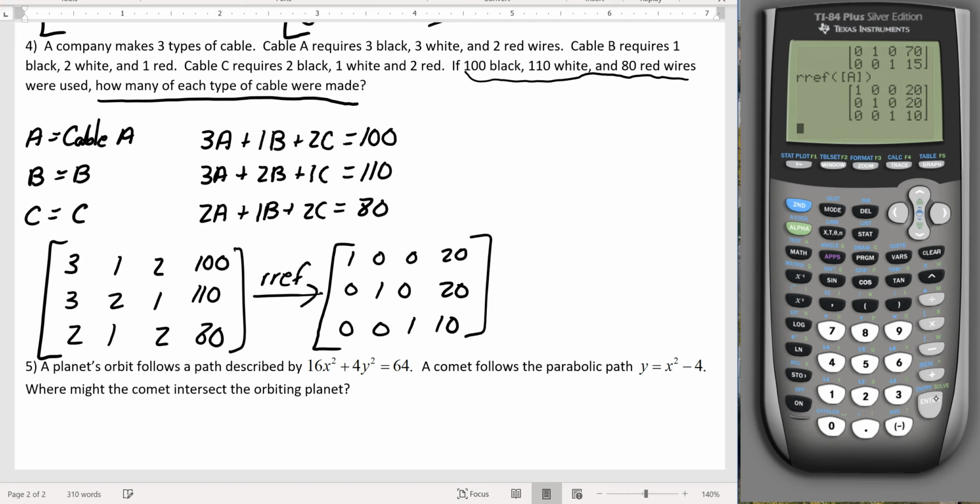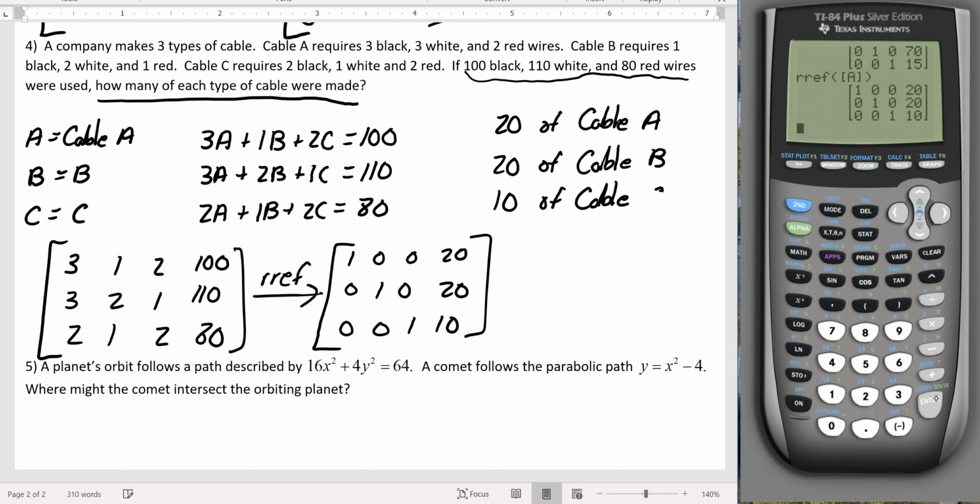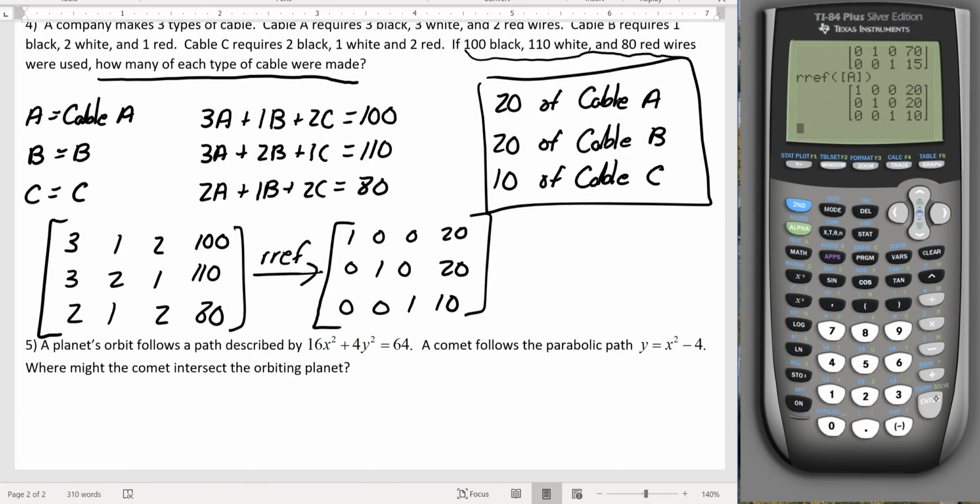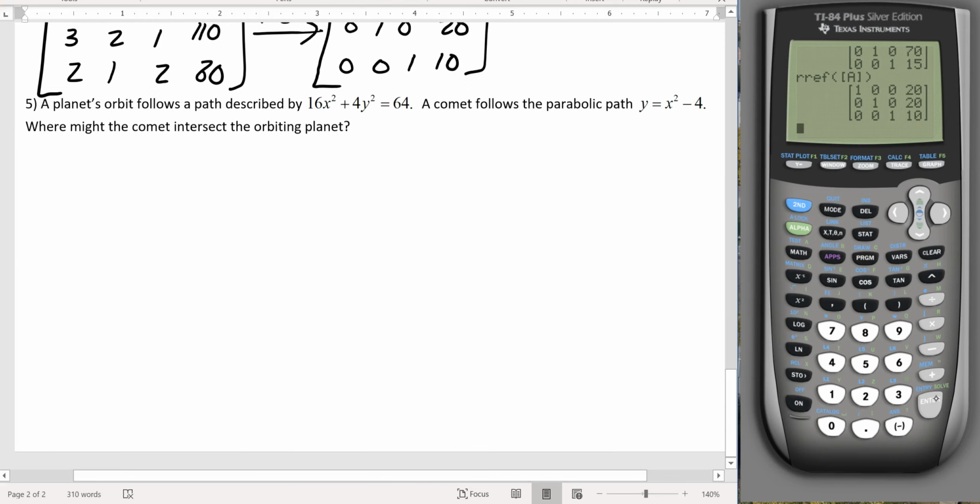So remember cable A, cable B, cable C. So 20 of cable A, 20 of cable B, and 10 of cable C. Fantastic. All right, for this last one, number 5, notice here they gave us our equations.